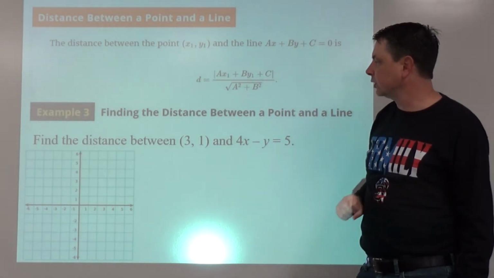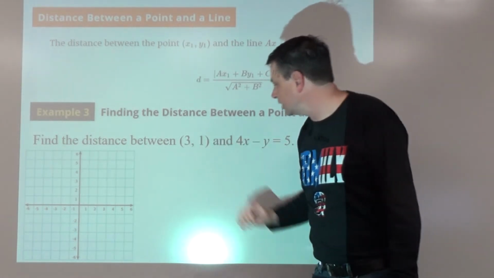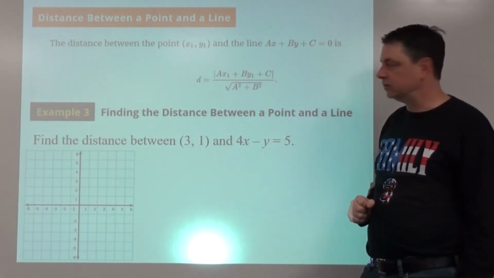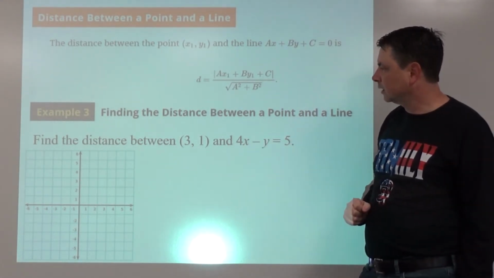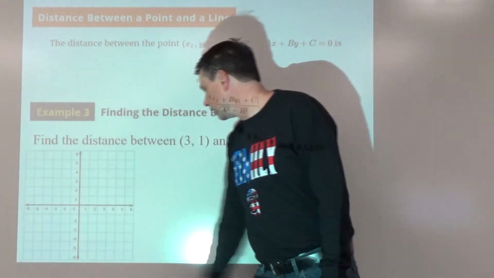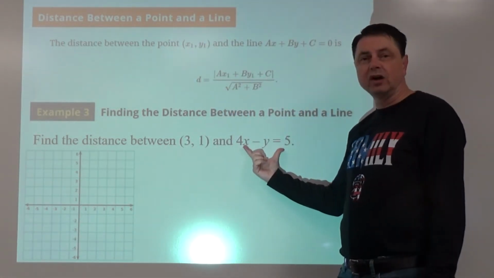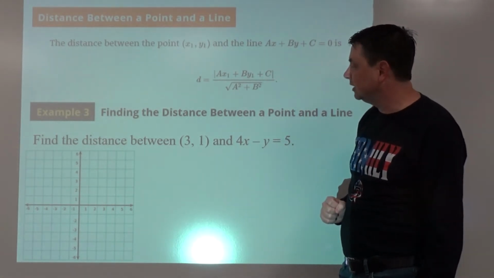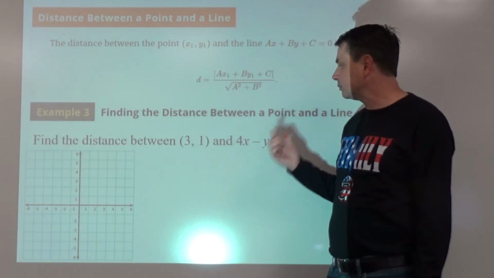So, example number 3, find the distance between the point (3, 1) and the line 4x minus y is equal to 5. All right, so we can take a look at what that looks like on a graph. You may want to solve this one for y. y is equal to 4x minus 5. So that would tell us what the y-intercept and the slope is.